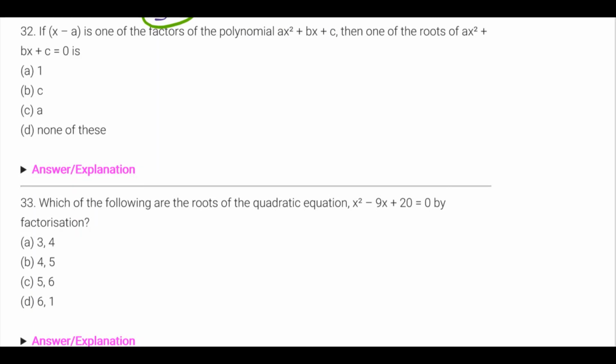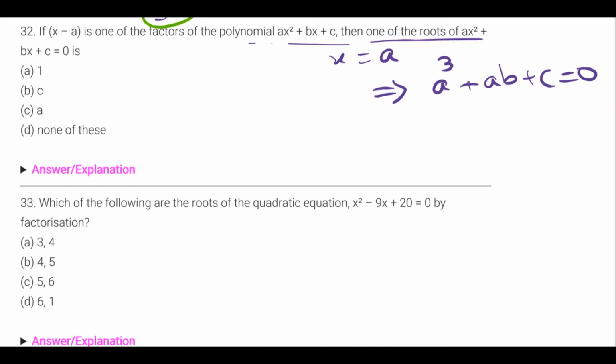Next question 32. If x minus a is one of the factors of the polynomial, then one of the roots of ax square plus bx plus c equals to 0 is. So x equals to a is one of the factors of the polynomial. That implies a cube plus ab plus c equals to 0.